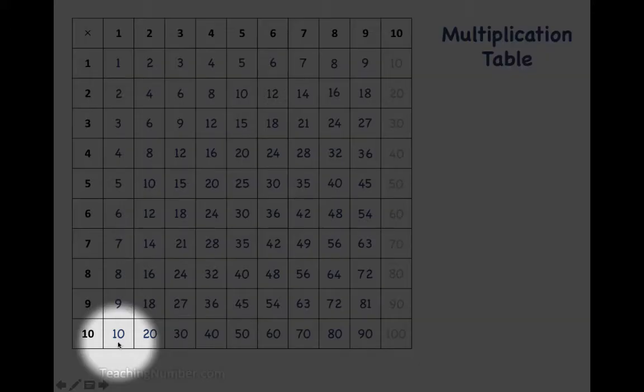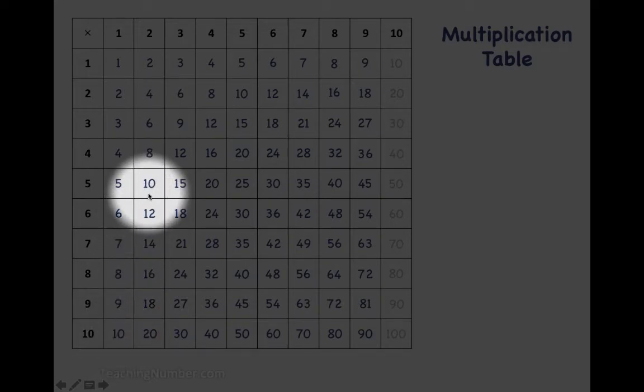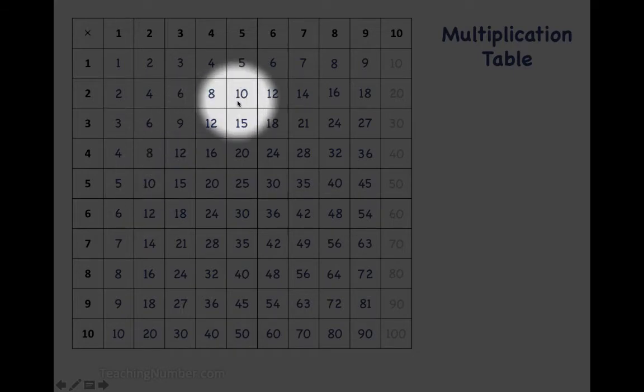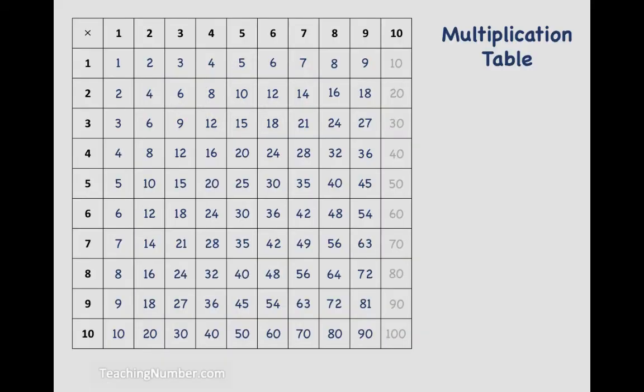Ten appears here, the 10th multiple of 1, here, the 5th multiple of 2, and here, the second multiple of 5. So there are 3 tens in this multiplication table. And that makes sense because we already said that 10 is a multiple of 1, 2, and 5 because 10 can be evenly divided into 1, 2, and 5 groups. So that's one familiar pattern that we've found in this multiplication table.